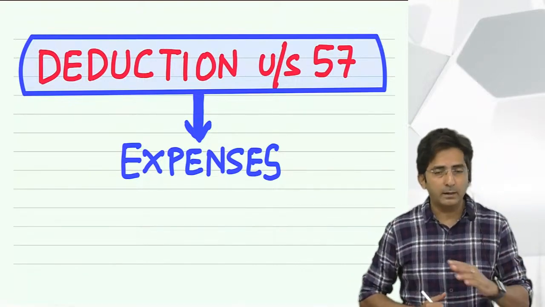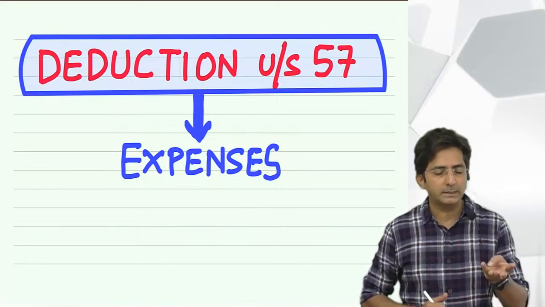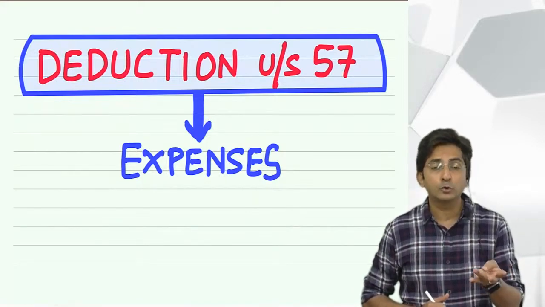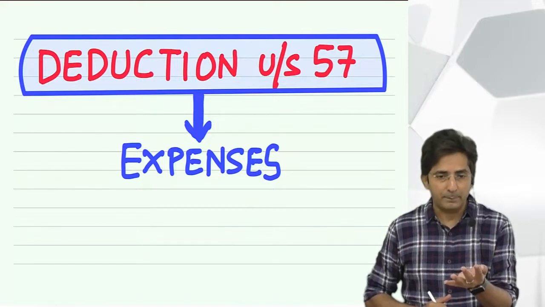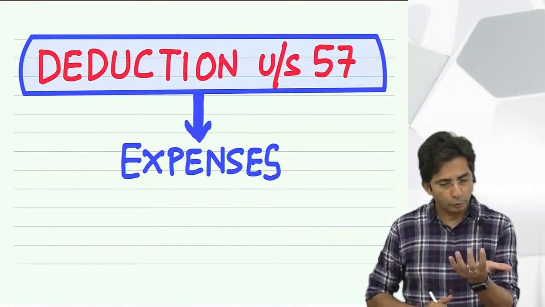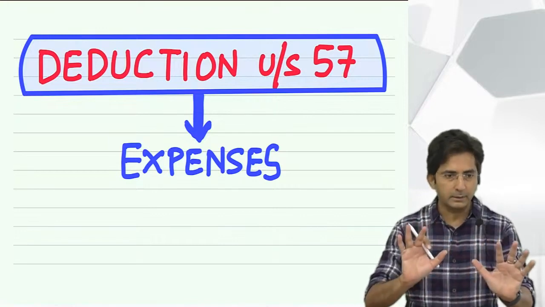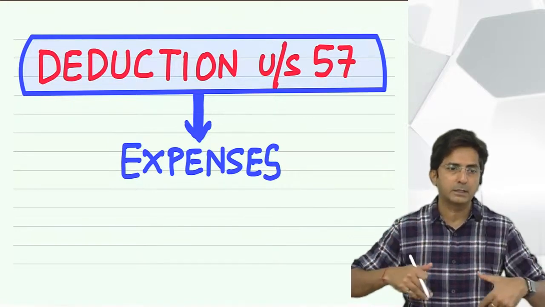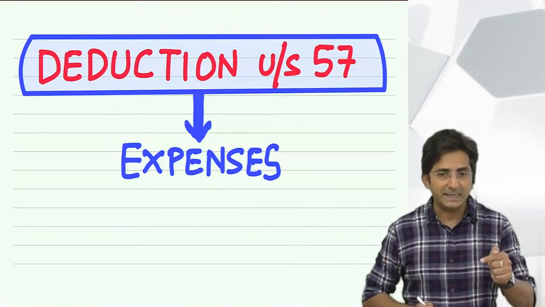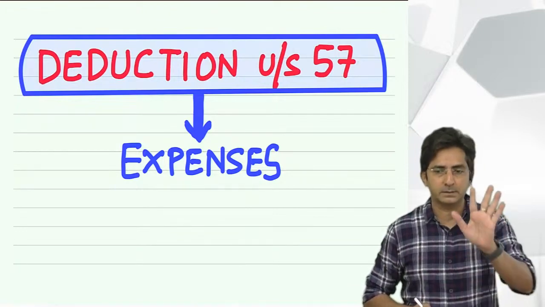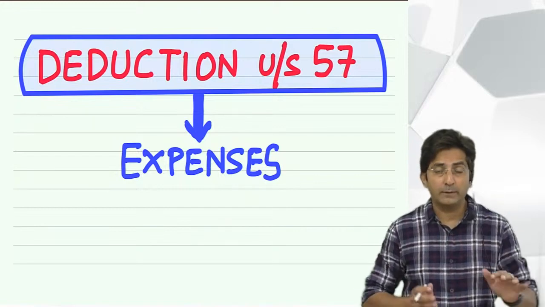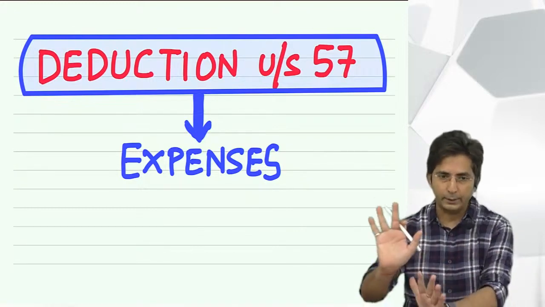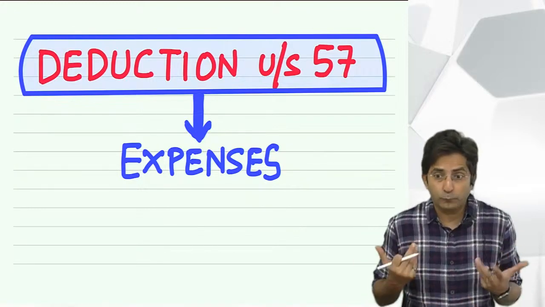So that's why under each head of income, whether it is salary, house property, business, capital gains, or income from other sources, you will notice you earn the income, but to earn income, you have to incur some expense. And these expenses the government says you can minus. After deducting the expense, whatever is your net income, on that you have to pay the tax. And that is good for us.